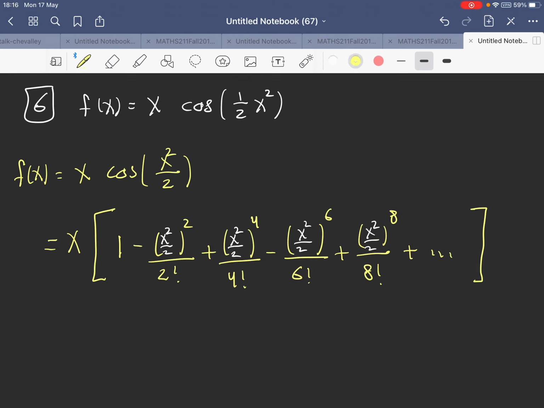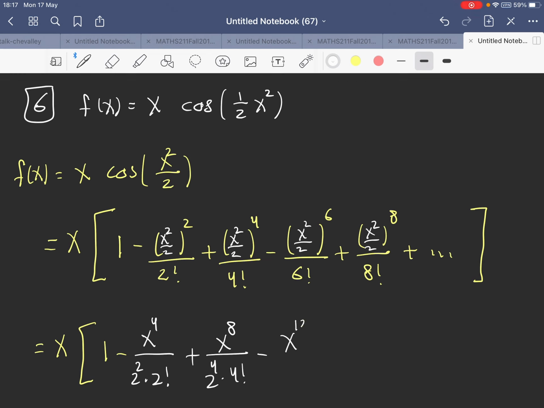Now we do a little bit of expansion here. So we get 1 minus, this will be x power 4 at the top over 2 squared times 2 factorial, plus x power 8 over 2 to the 4 times 4 factorial, minus x^12 over 2 to the 6 times 6 factorial, plus x^16 over 2 to the 8 times 8 factorial.